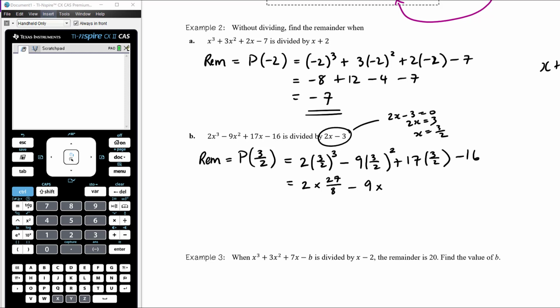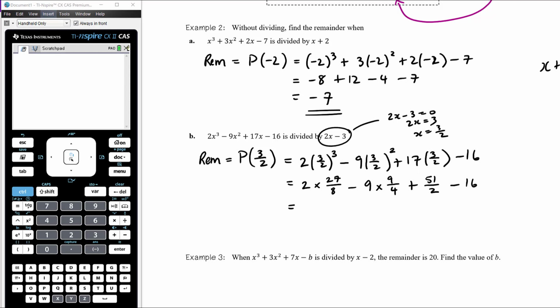Minus, we're going to have 9 times 3 on 2 squared. 3 squared is 9 and 2 squared is 4. Plus 17 times 3 on 2, so it's 17 over 1 times 3 over 2, so it's 17 times 3. 10 3s are 30 and 7 3s are 21, so 17 times 3 is 51 on 2, and minus 16.